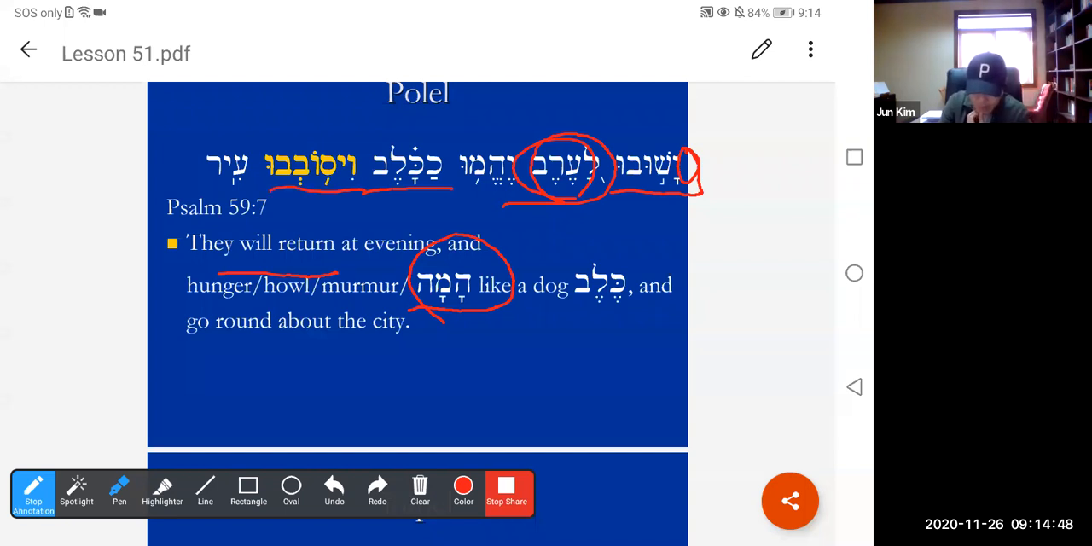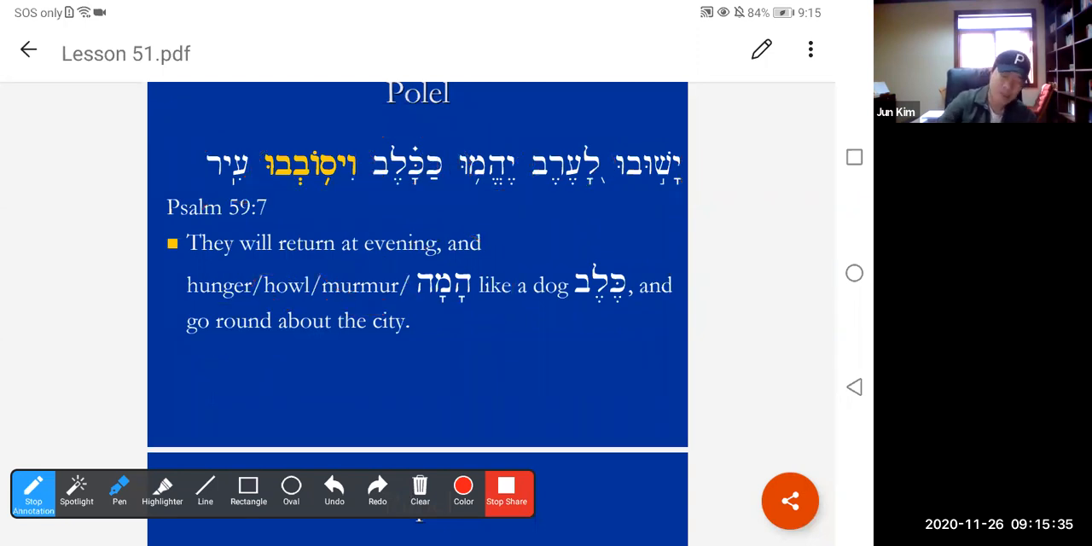And then go around. So they will return at evening and hunger. So this one must be hunger. Howl or murmur like a dog. So this is ke and keleb, meaning a dog. So like a dog. And look at this: as I said, sabab means to go around. So we cannot really see the intensified meaning of sabab. As you can see, this is a polel, but it still carries the simple meaning of qal. But it is used in the polel stem to go around the city.